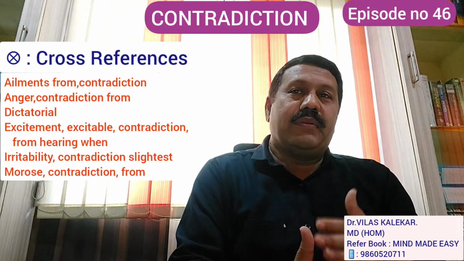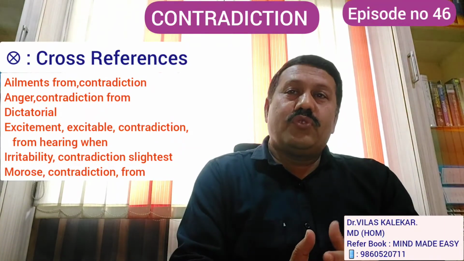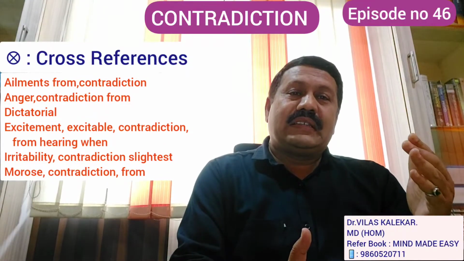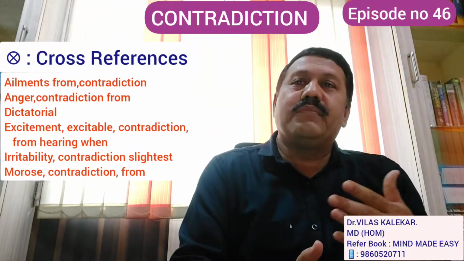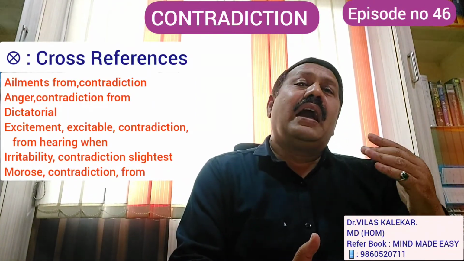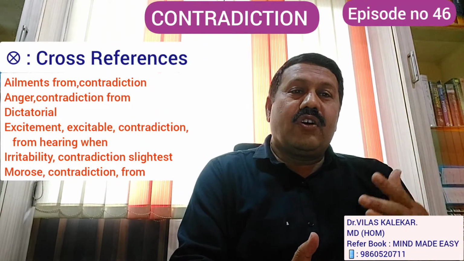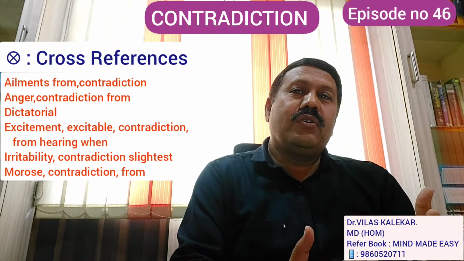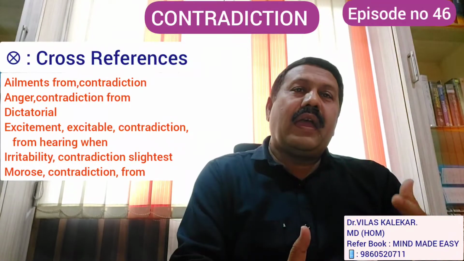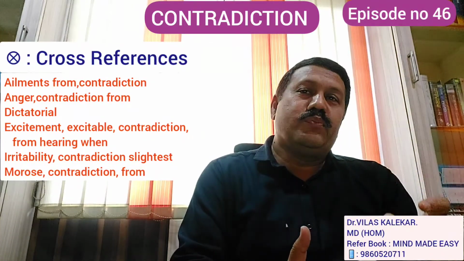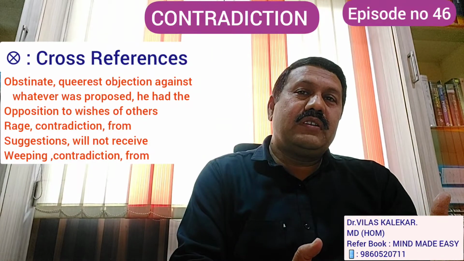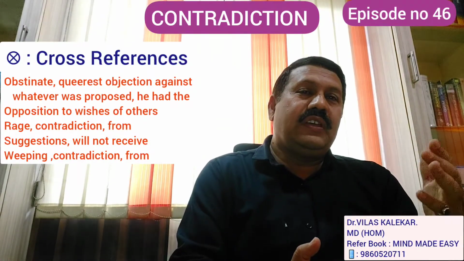This is irritability. The next cross reference, morose, contradiction from. Morose means gloomy or sad, or characterized by a mood in which a person becomes gloomy, sad, discontented, and sulky, or unhappy, annoyed, and unwilling to speak or smile. These people don't smile or speak to others if they are unhappy and angry about something. This is morose. The next cross reference, obstinate, curious objection against whatever we proposed.